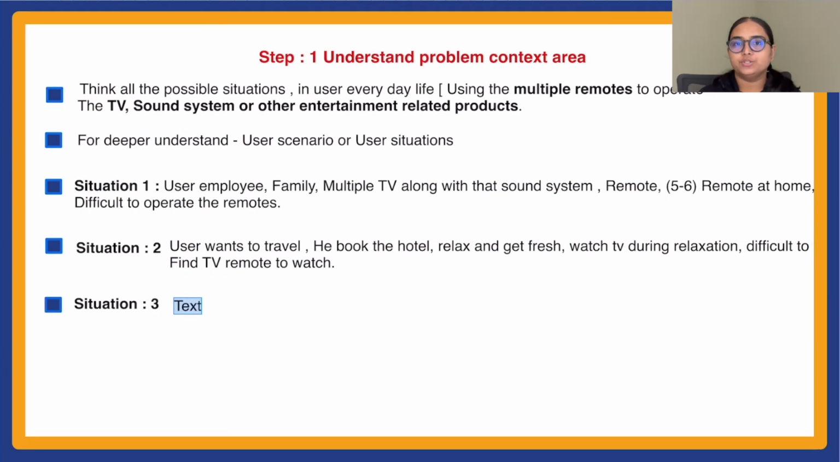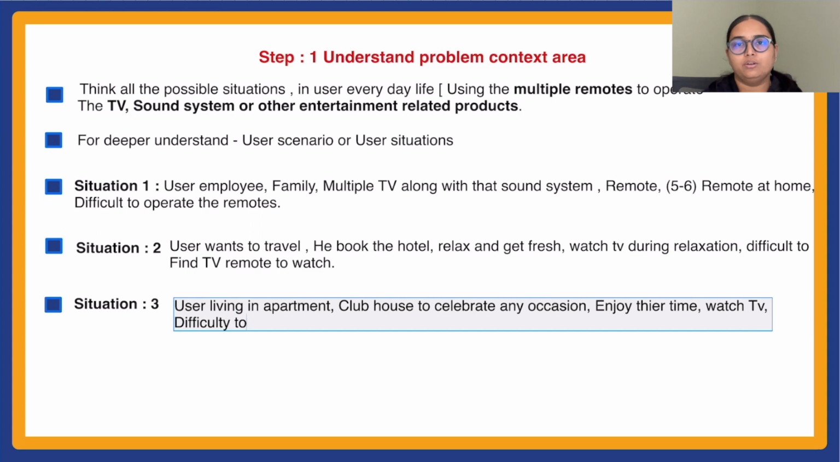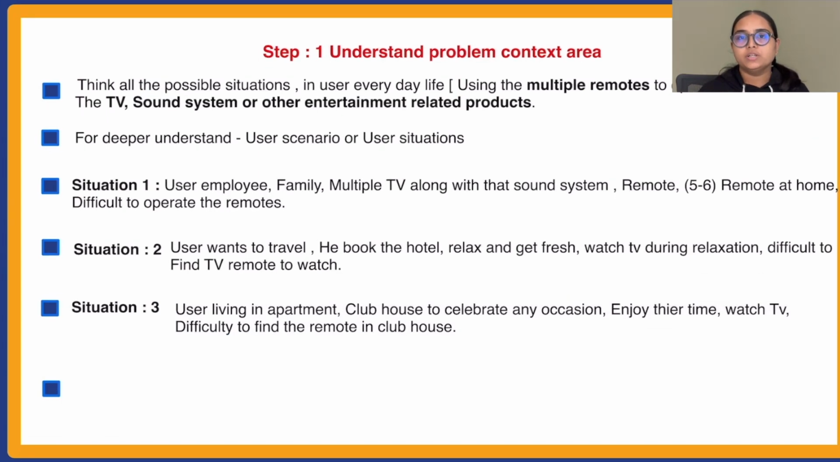Okay, let's talk about situation 3 or scenario 3. The user is living in an apartment, and if they want to celebrate some occasions or any other celebrations, they mostly use the clubhouse. The clubhouse is provided with a nice fun area as well as a home theater setup as well as some TVs all around the clubhouse. So the user can enjoy their time, and if they want to watch TV, they can. In the clubhouse, the user still has some difficulties finding the remote related to the TV to watch TV. These are the number of scenarios where we identified the user using multiple remotes in their everyday lives.